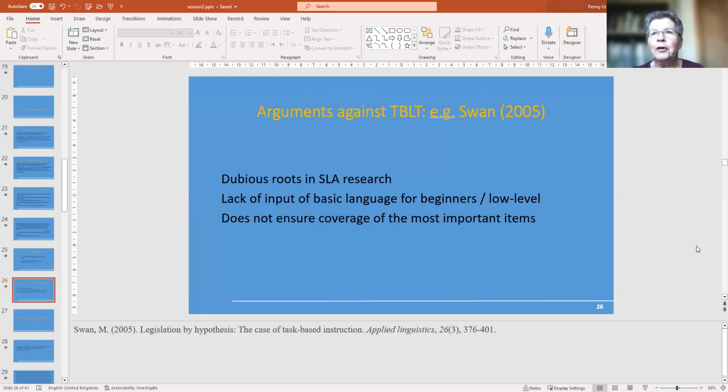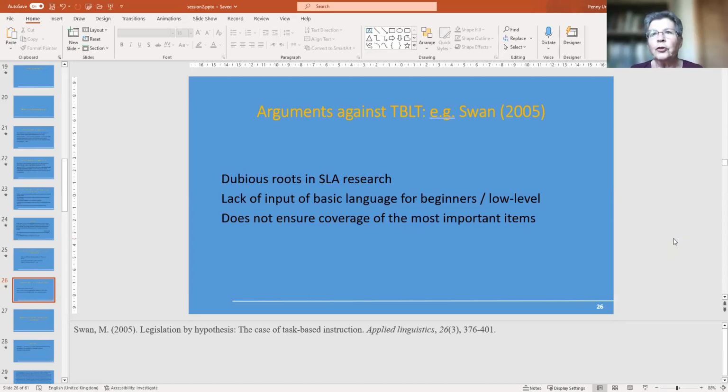Swan has a very stringent essay against TBLT, where he says that the roots in second language research are dubious, and he worries about the fact that a task-based methodology does not allow enough space for teacher input and the provision of basic vocabulary and grammar and everything for low-level learners. It's all very well to say, go in and do this task and learn through interaction and communication, but if you haven't got anything to communicate with, how do you do that?